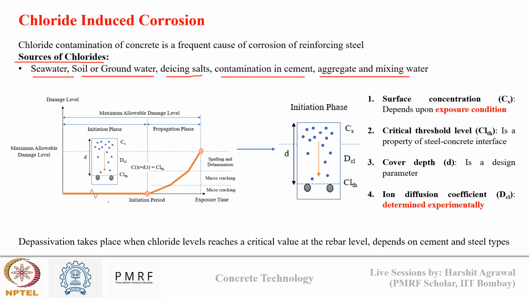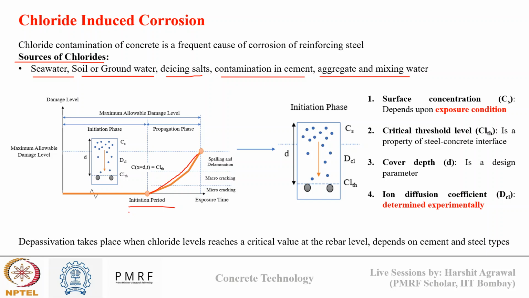If we see the transport of chloride ions through concrete for corrosion, it is a two-step process: initiation and propagation. The first step is initiation, by which we mean the period up till which a certain amount of chloride ion will reach the steel surface. That we have already seen. Then there is the propagation period, where the cracking will grow due to corrosion.